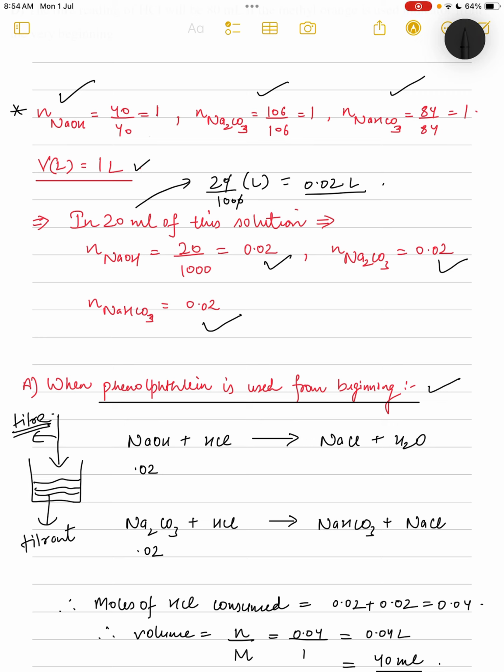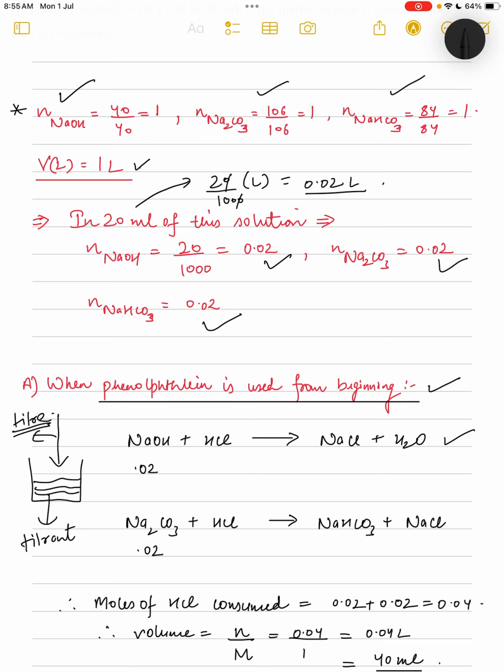If you look at the first reaction, NaOH will be consumed first. I'm again repeating, if you have no idea why these reactions occur in this way, you have to go and watch the video on the basic understanding of double titration, and then come back to this question. Now in NaOH plus HCl, the first reaction occurs and NaOH is totally neutralized by HCl. In the second reaction, Na2CO3 is consumed by HCl and we get NaHCO3 and NaCl. We are given in 20 ml of stock solution 0.02 moles of NaOH and 0.02 moles of Na2CO3. If you look at reactions A and B, both the reactions are balanced.